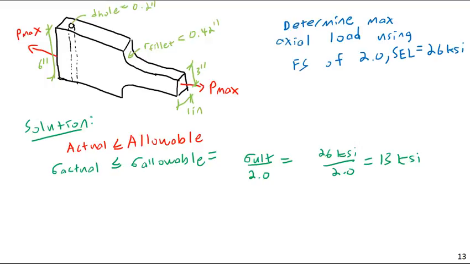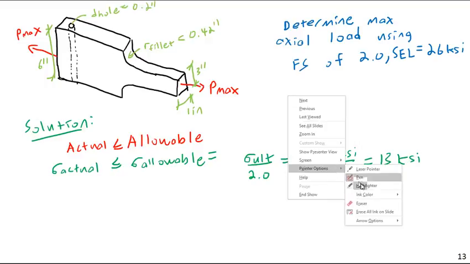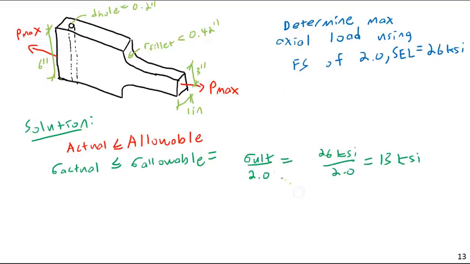So I'm going to check it at three places. Let me mark these locations. I'm going to have location one, the neck. Location two, the fillet. And location three, the hole.